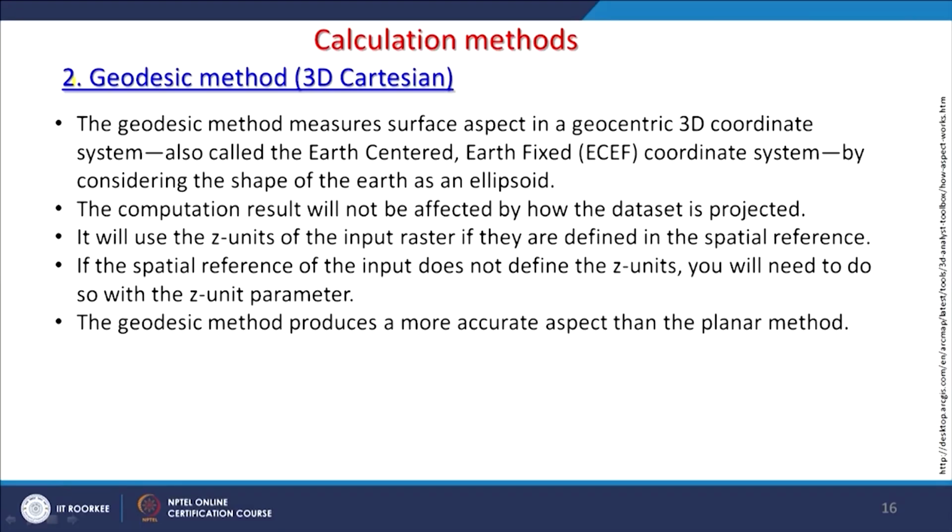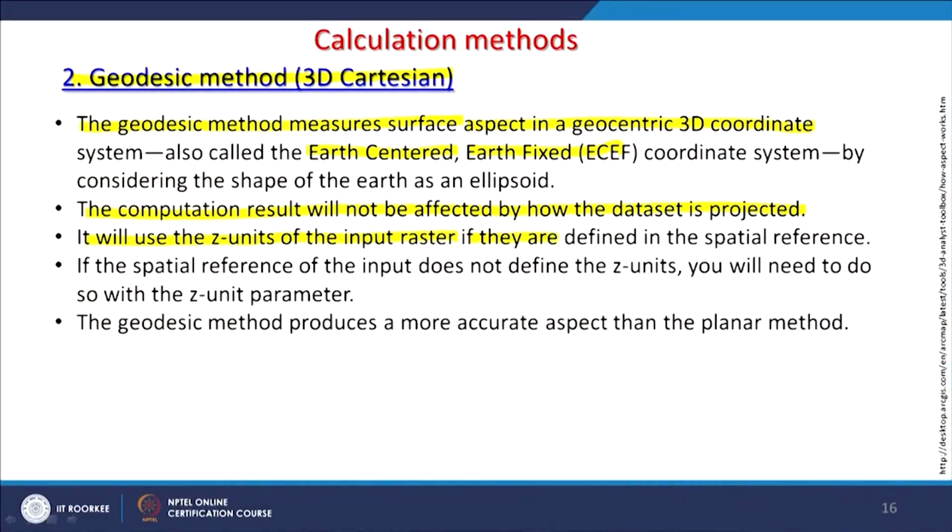Now when we go for the geodesic method, that is 3D Cartesian, the geodesic method measures surface aspect in the geocentric coordinate system, again that Earth-centered, Earth-fixed coordinate system, and the computation result will not be affected by how the dataset is projected, because this projection part we have already discussed in theory. So we have to be a little careful while doing it. However, in this particular calculation, no effect will take place.